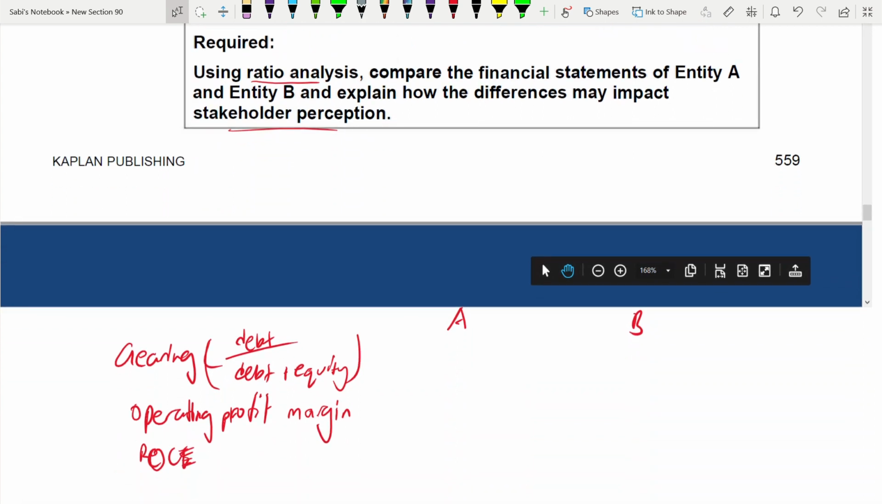Okay, and this comes with practice. How will you decide? It comes with practice. The more questions you do on ratios, the more you will know to pick the right ratios. Picking the correct ratio is also important. Here you have to be wise enough.